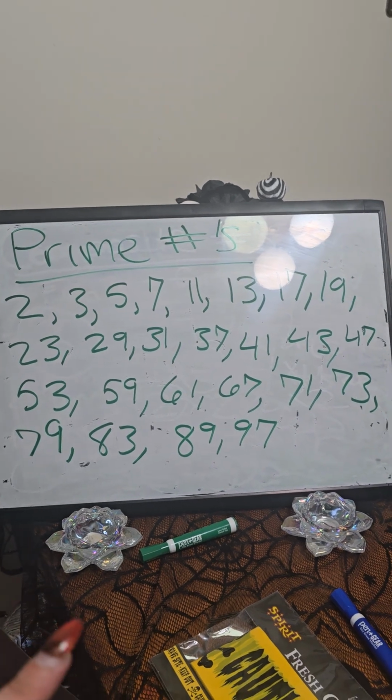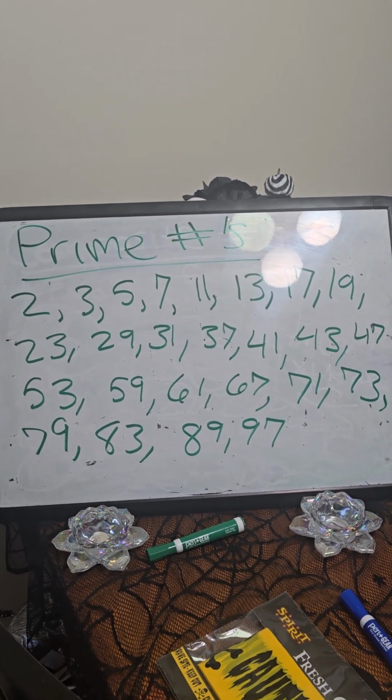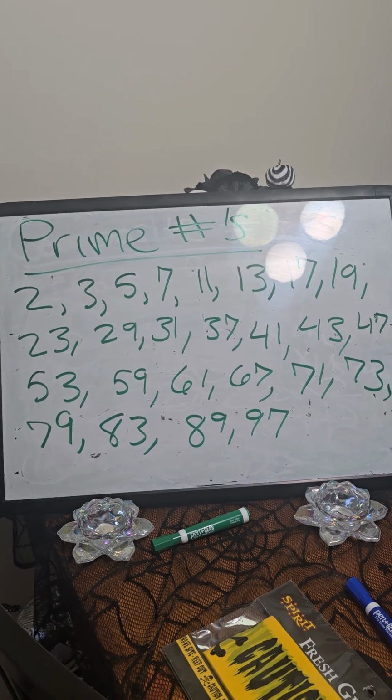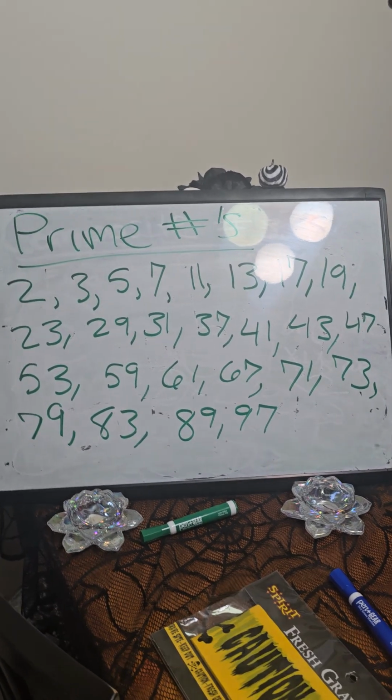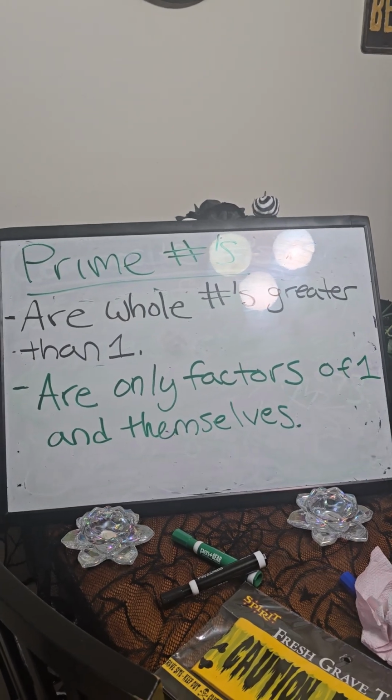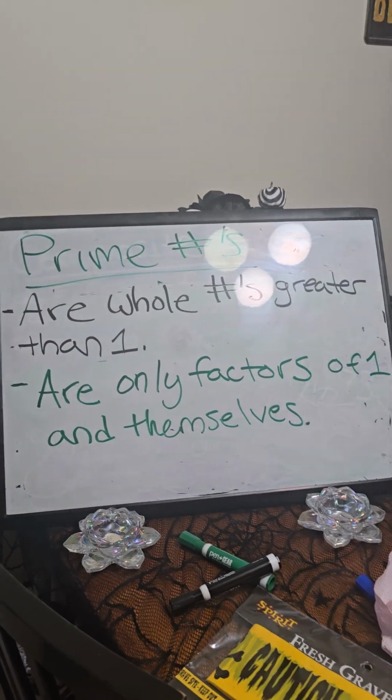So these are just a little examples of prime numbers, and we'll go over why they're prime numbers. And I bet you're a bit more confused because you're thinking, wait, I thought prime numbers were even, but they're not. So prime numbers are whole numbers greater than 1.